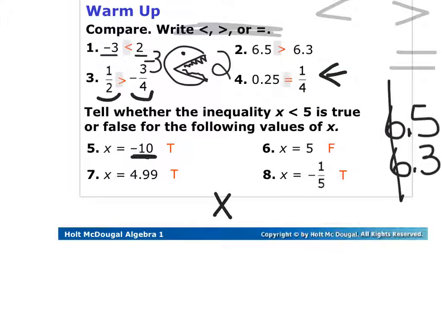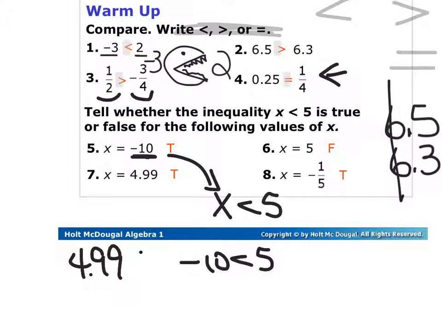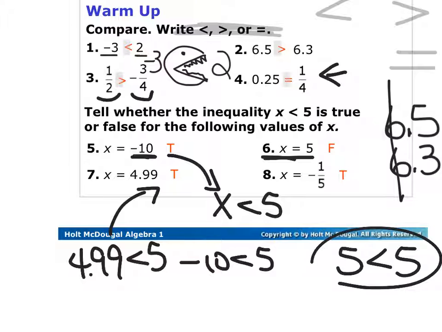For 5 through 8, all they want you to do is take this number and see if you get a true statement when you replace x with that number. So in this case, is -10 less than 5? Yes, it is, so it's true. This one, if I put the 4.99, is it less than 5? Yes, it is, it's true. But here, when I do the equals 5, is this a true statement right here? No, because it's not less than, it's equal to. So that's why they put false. And then again on number 8, that negative number is definitely less than the positive 5, so that one is true.